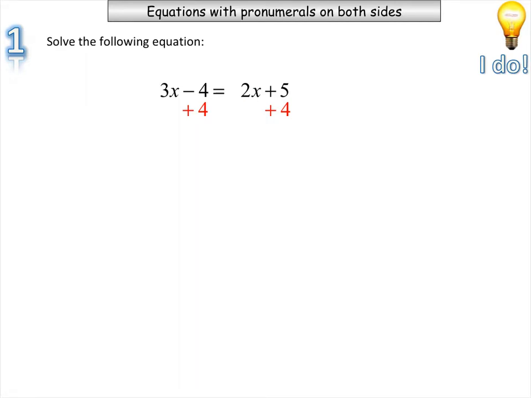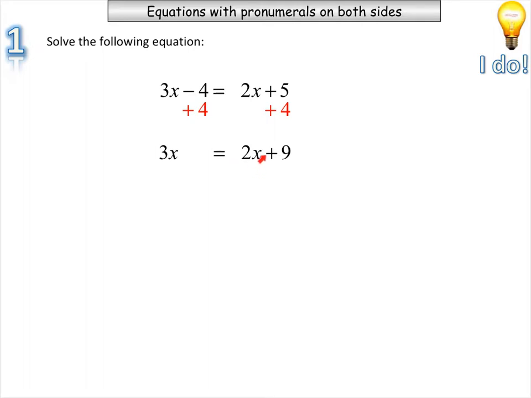But what I'm going to show you is adding 4 to both sides. So I'm going to work with the numbers first. So this is a takeaway 4. We know that the inverse operation is adding 4. So adding both sides the value of 4, which will mean that this disappears because negative 4 plus 4 is 0. So we'll have 3x is equal to 2x plus, and you'll notice that this is now a 9 because 5 plus 4 equals 9.